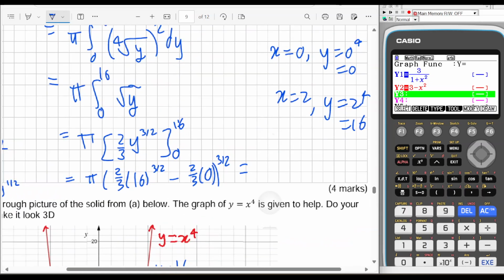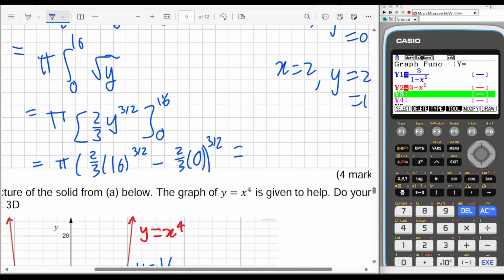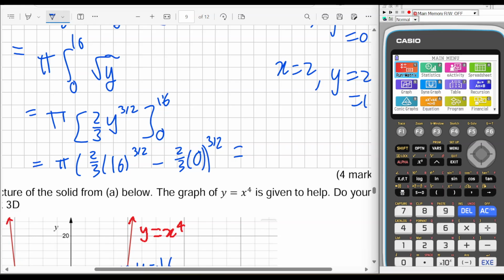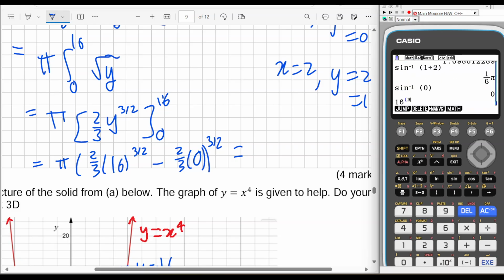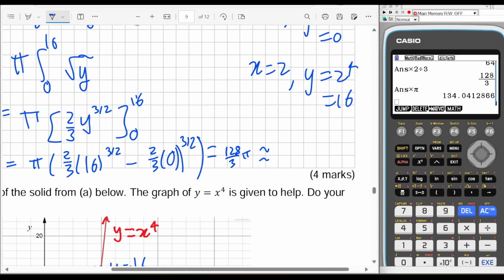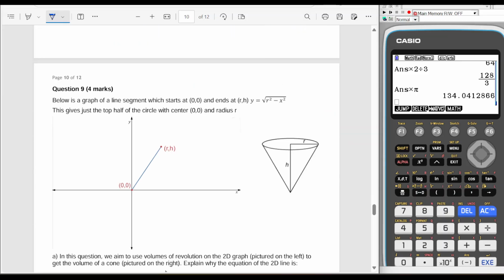Now, 16 to the power of 3 halves, what that means is you take the square root of 16 and then you cube it. Square root of 16 is 4, and then you cube it to get 64. Just in case you don't believe me, 16 to the power of 3 halves is 64. And if I times that by 2/3, I should get more than that number. As a fraction, that's 128 over 3. So 128 over 3 pi is the final answer, because that last bit's 0. Which roughly equals, so if we times that by pi, that's helpful Casio, 134 units cubed. Okay, dokie. Next one.